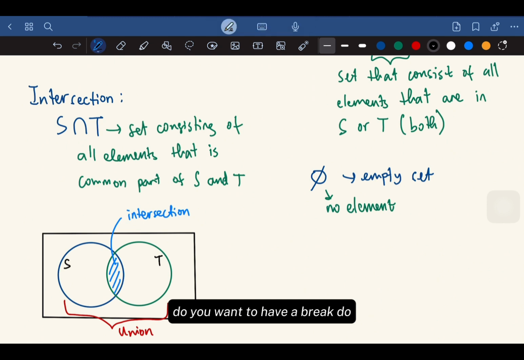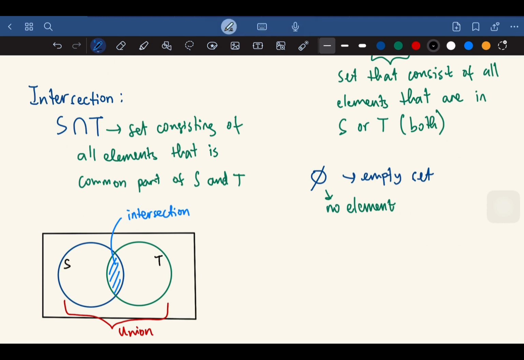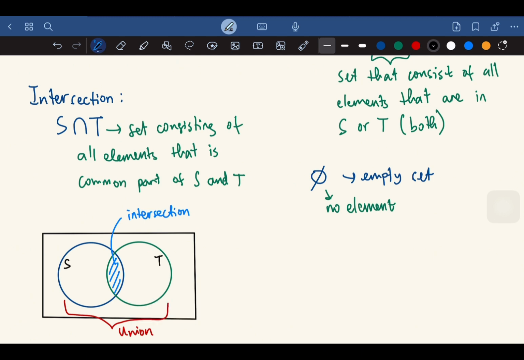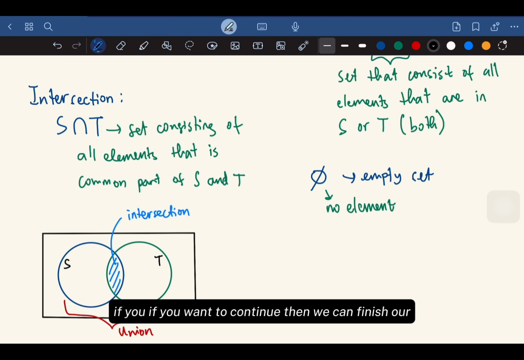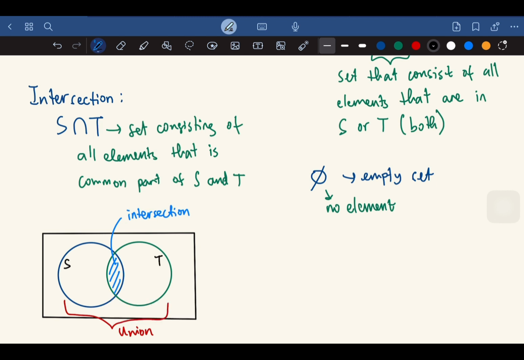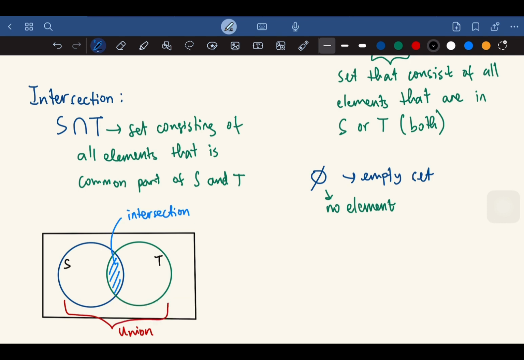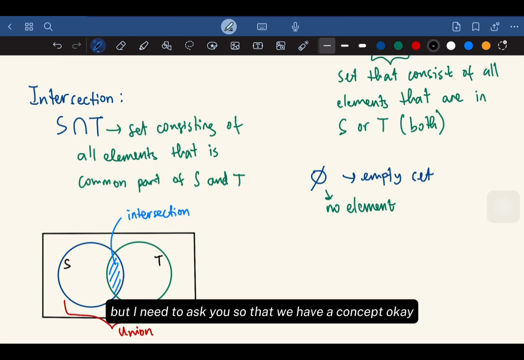Do you want to have a break? Or no? That's up to you. If you want to continue, then we can finish early. Which one do you want, finish early or having a break? Okay, I also agree. But I need to ask you so that we have consent.